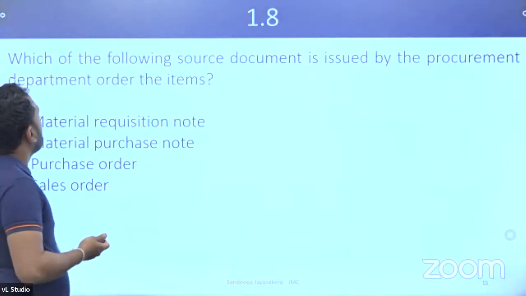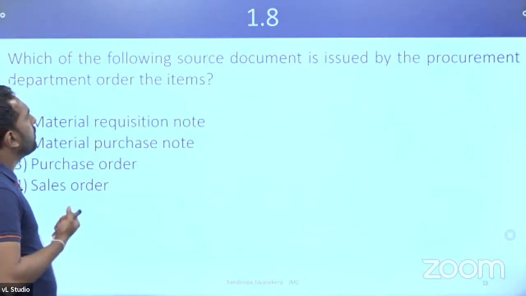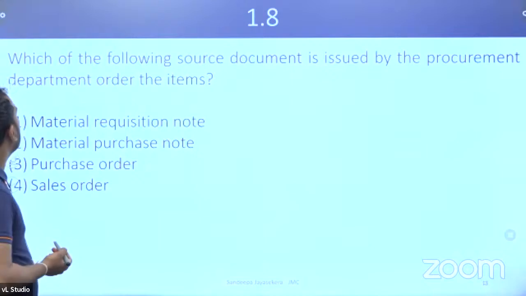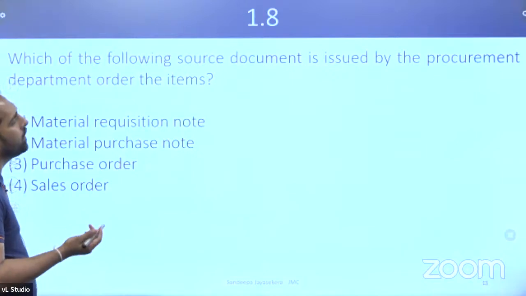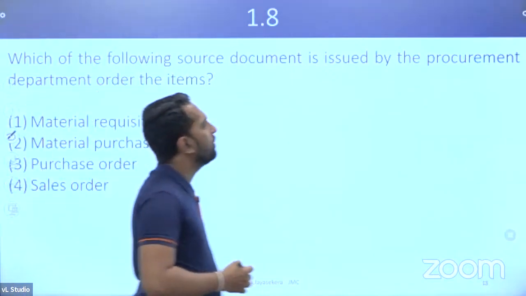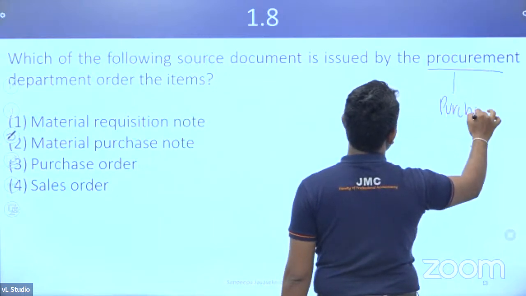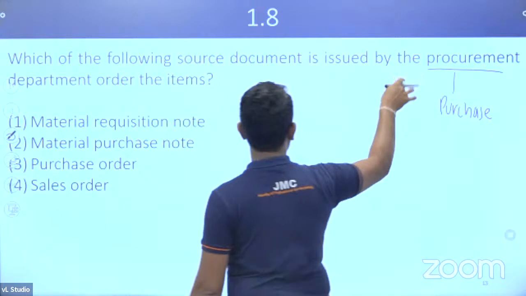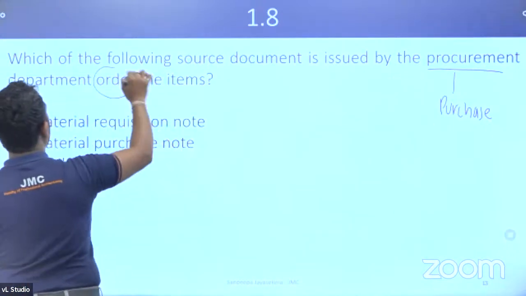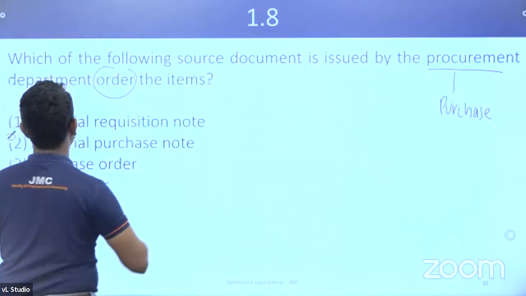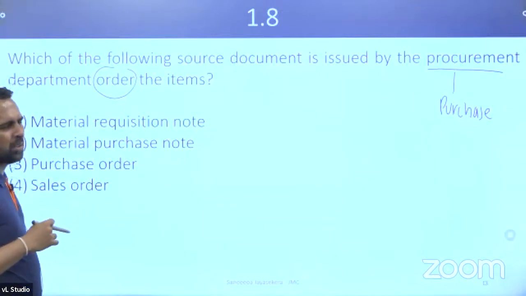Okay. Question number 1.8. Which of the following source documents is issued by the procurement department to order the items? Another word for procurement is purchase. Procurement means purchase. So now it's pretty easy. Procurement means purchase to order. Material requisition note, no.